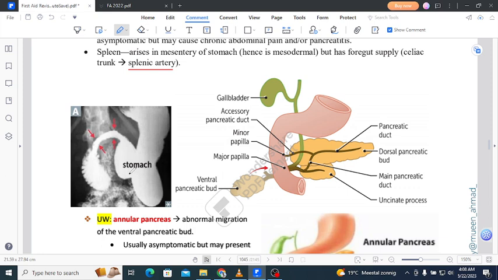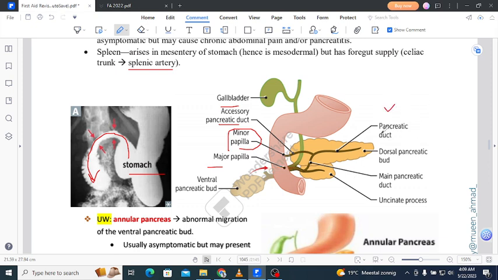Here you can see the stomach, and then, I guess they are trying to depict the annular pancreas or something. Here you can see the gallbladder and the accessory pancreatic duct, which comes from the dorsal bud. Then we have the minor papilla. The accessory duct opens into the minor papilla in the duodenum, and the main pancreatic duct opens in the major papilla, and this major papilla marks the termination of the foregut, and after that the midgut starts.